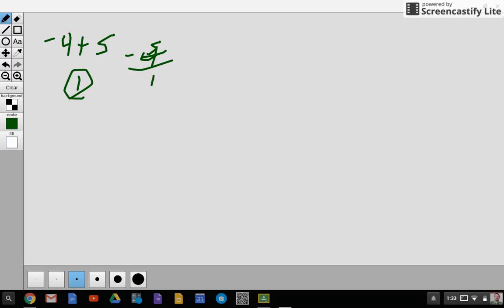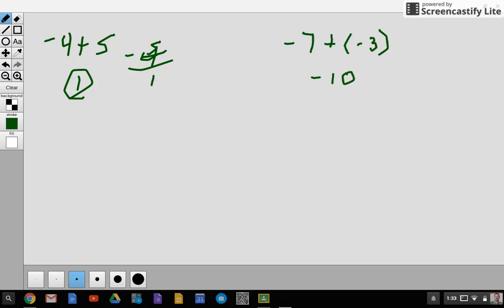Going across the page, I've got -7 plus a -3. Same signs, so we add. 7 plus 3 is 10. Keep the sign, -10.